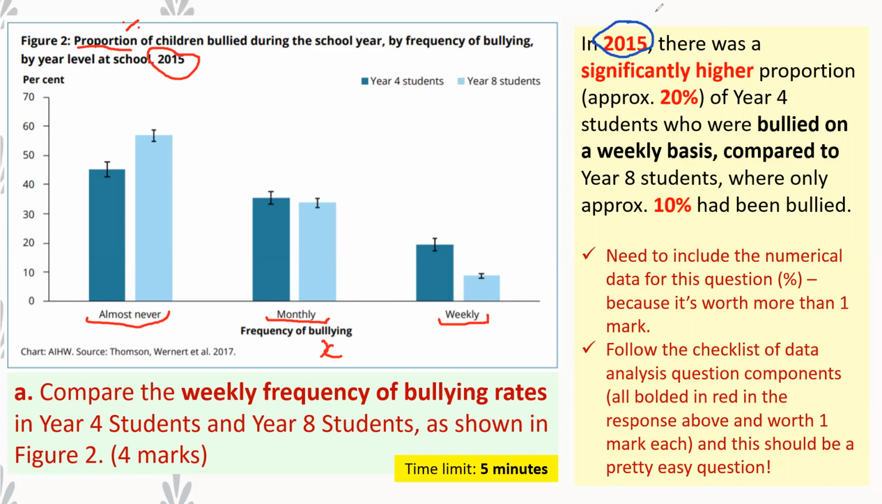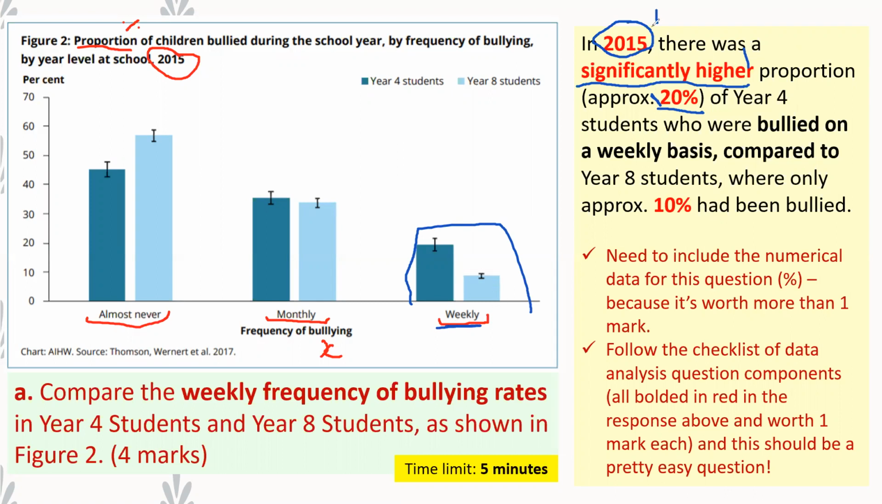In 2015, that's 1 mark. There was a significantly higher proportion or percentage. So that's me describing the data, providing some kind of a direction of the trend. So that's 1 mark again. Proportion, and then I quote the number, which is again another 1 mark, because I've read the numerical data from the graph. So I'm looking at these two here. Okay, I'm just looking at this part of the graph for my answer. Of year 4 students who were bullied on a weekly basis, compared to year 8 students, where only about 10% approximately of year 8 students had been bullied.